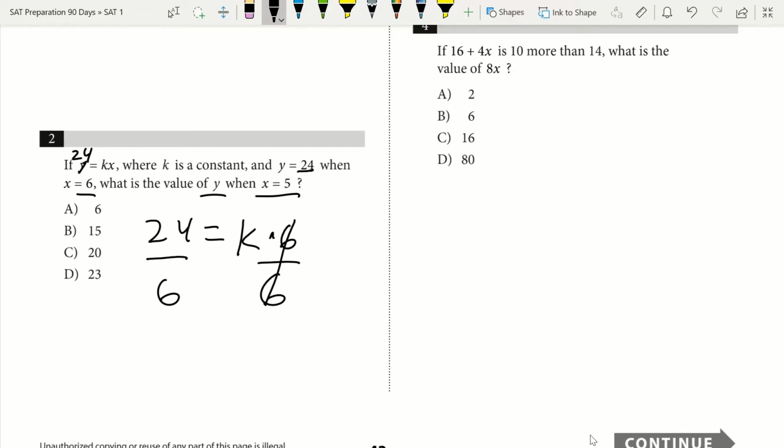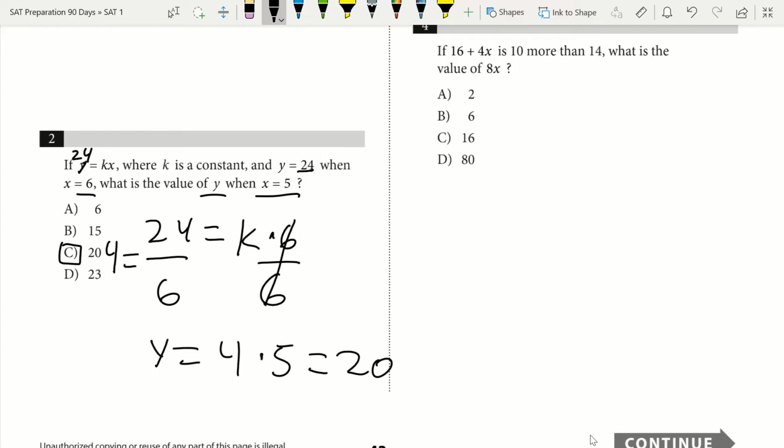Okay, so k is going to equal 24 over 6. We know that 24 divided by 6 gives us 4, so k is 4. So now we're going to have to solve for y when x is 5. We know k is 4, so y is equal to 4 times x, which is 5, which means that y is going to equal 20, so our answer for number 2 is going to be C.